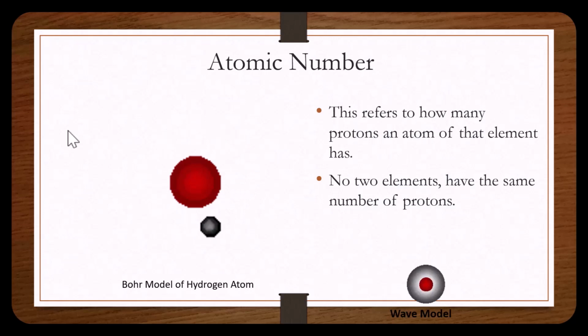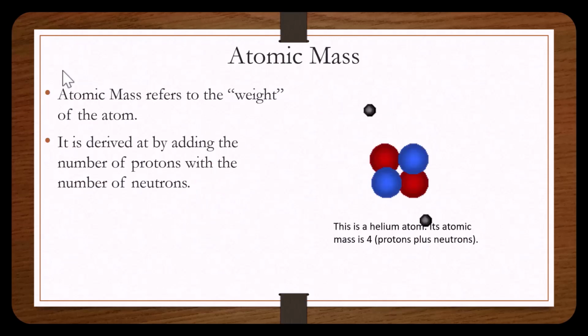Atomic number. This refers to how many protons an atom of that element has. No two elements have the same number of protons. Atomic mass. Atomic mass refers to the weight of an atom. It's derived by adding the number of protons with the number of neutrons. This cartoon is a helium atom.